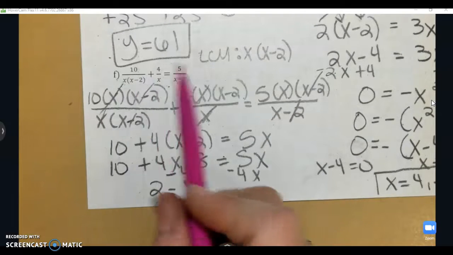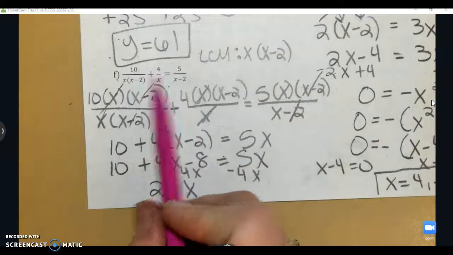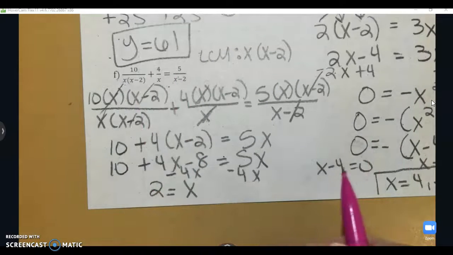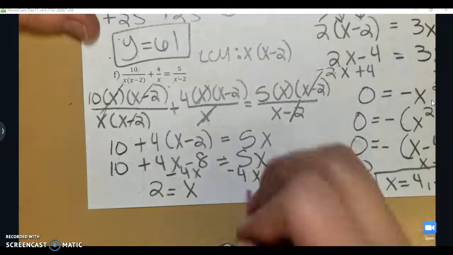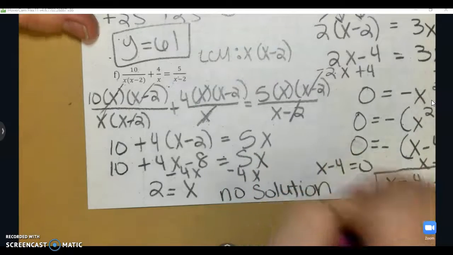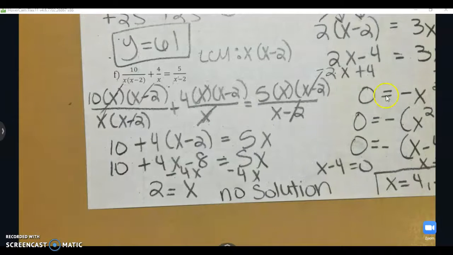But let's look at what equation we started with. If I plug in 2, I'm going to end up with 0 in 2 places in my equation. So that doesn't work. So this question has no solution. All right, and that is it for our notes on day 1 of rational equations.